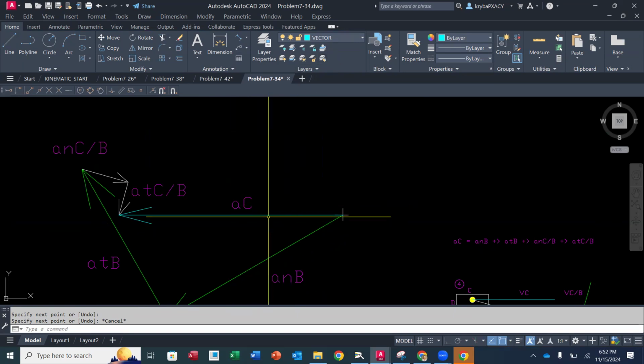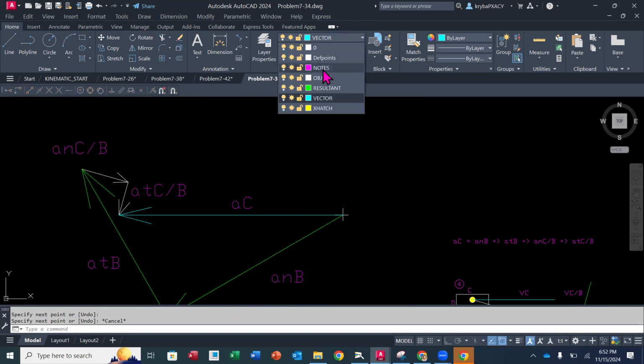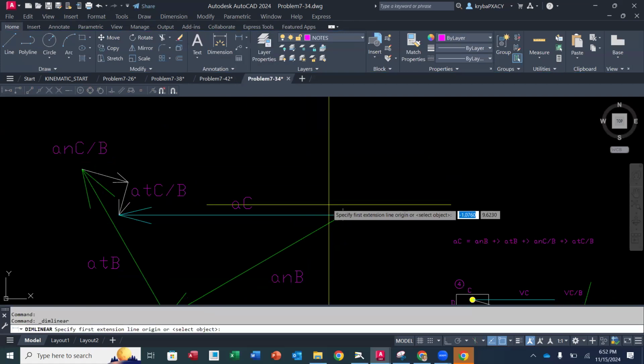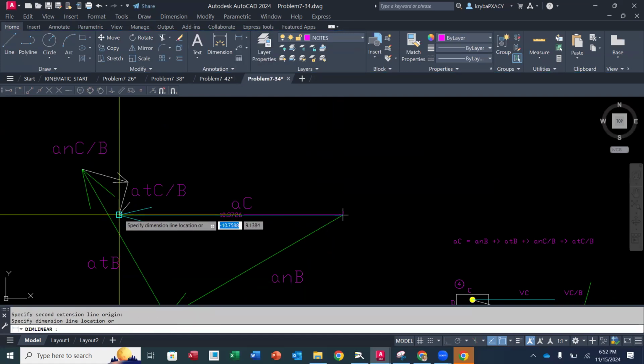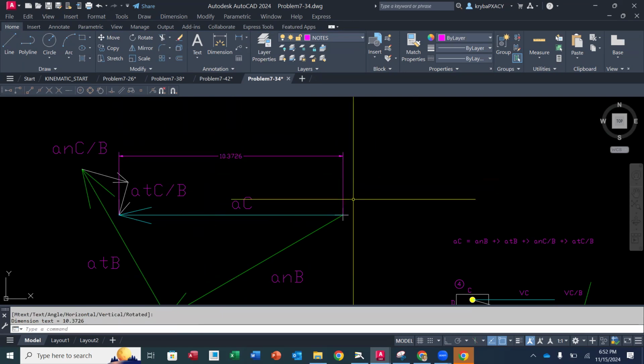So now this is my final answer. So again, the moment of truth. I'm going to do my linear value here. And now it says 103.73. This would be the acceleration of C measured at 103.73 inches per second squared. And it is going to the left. Okay, it's decelerating, which makes sense.